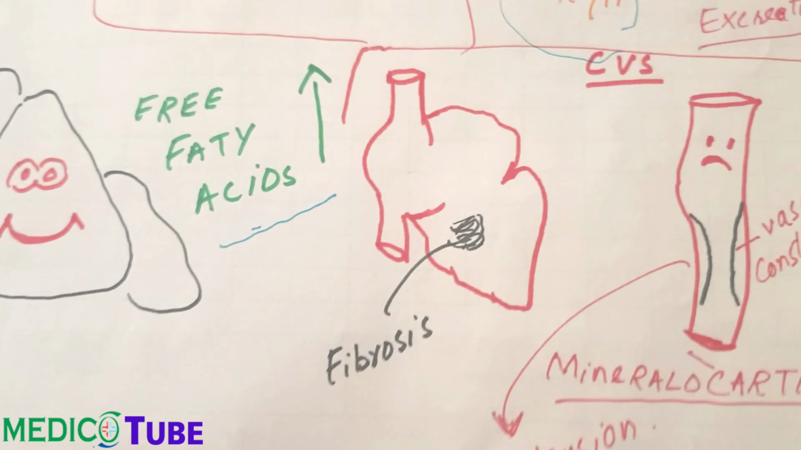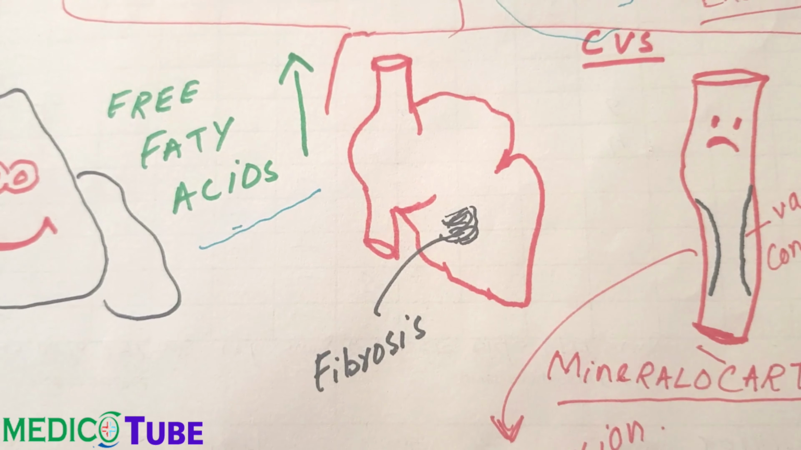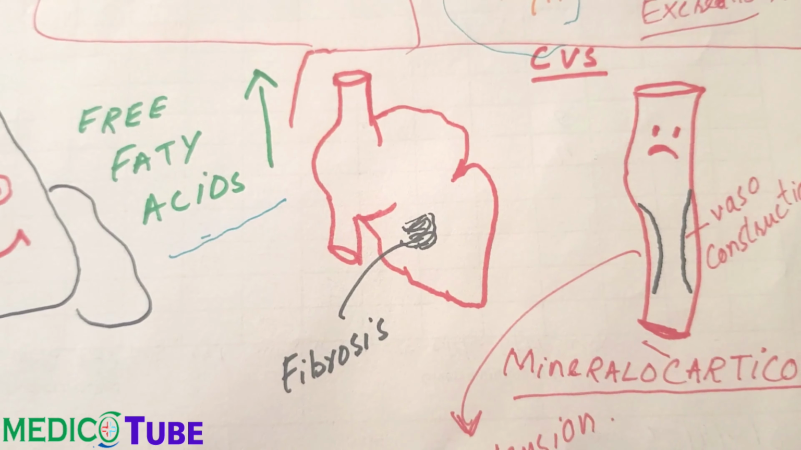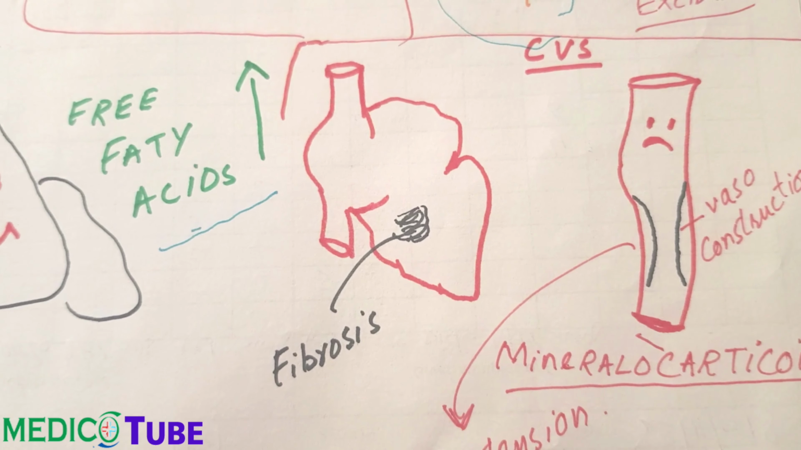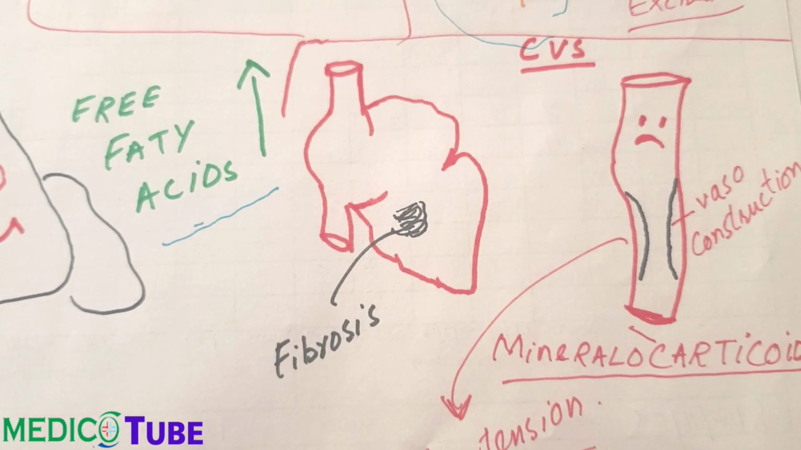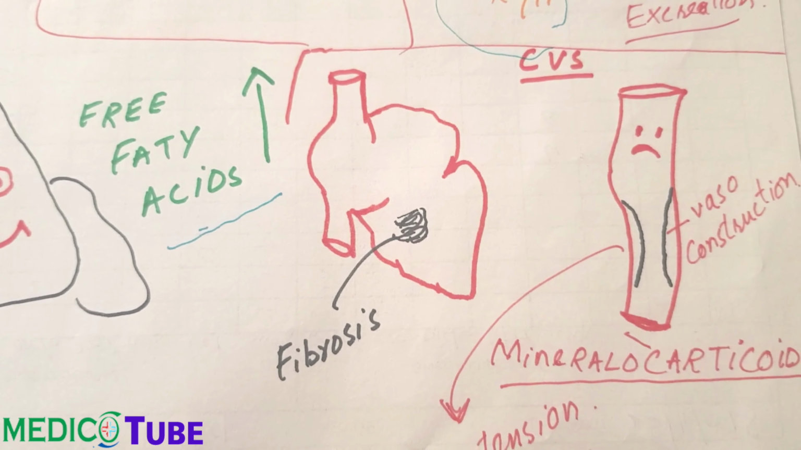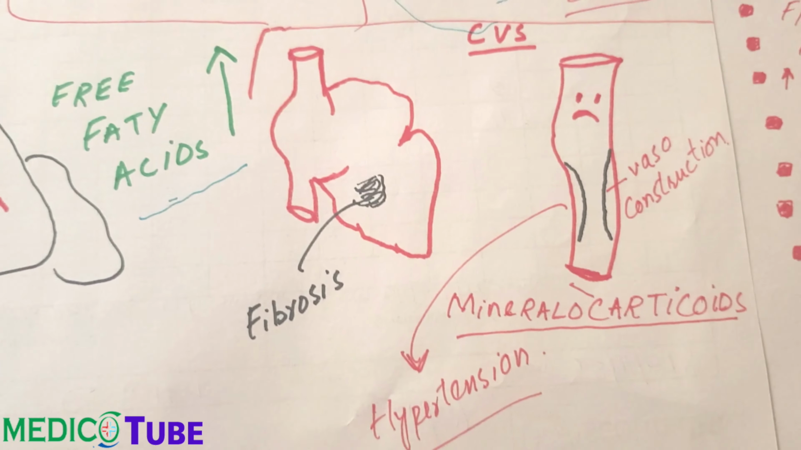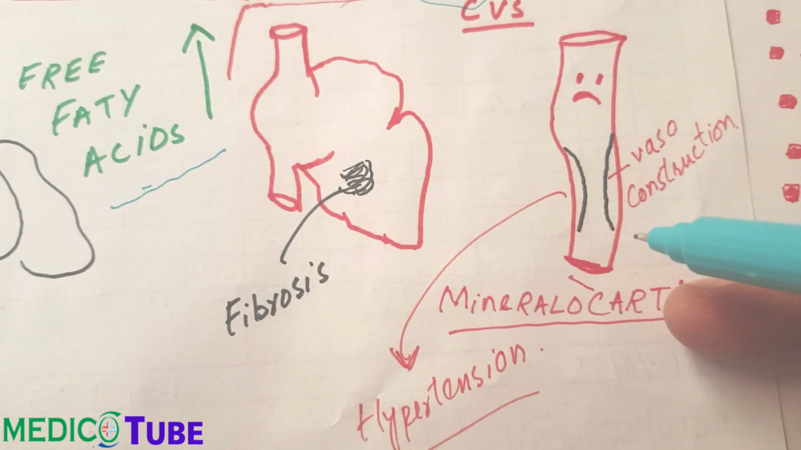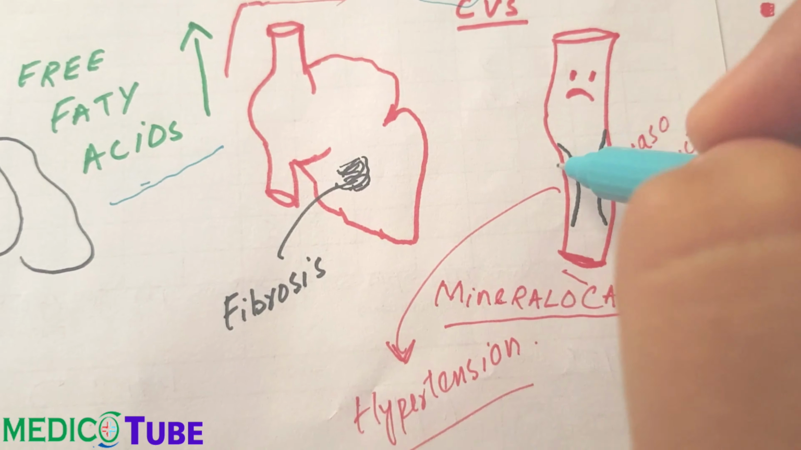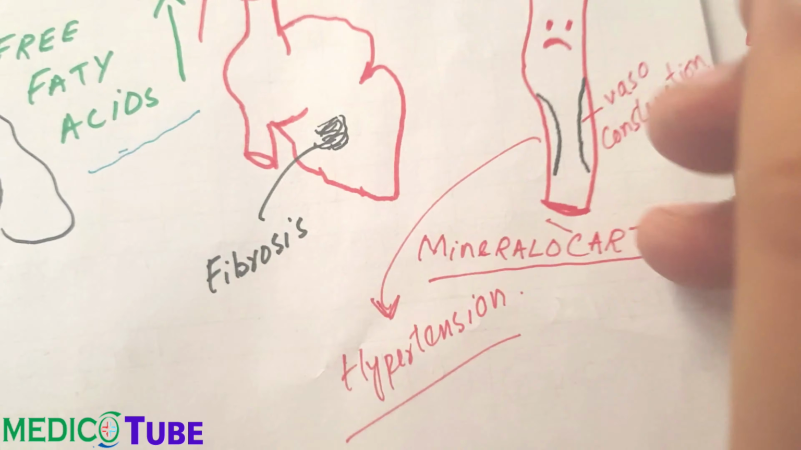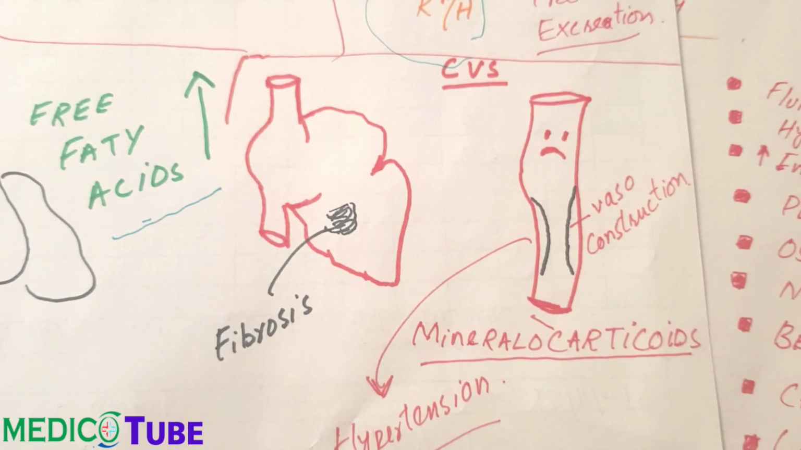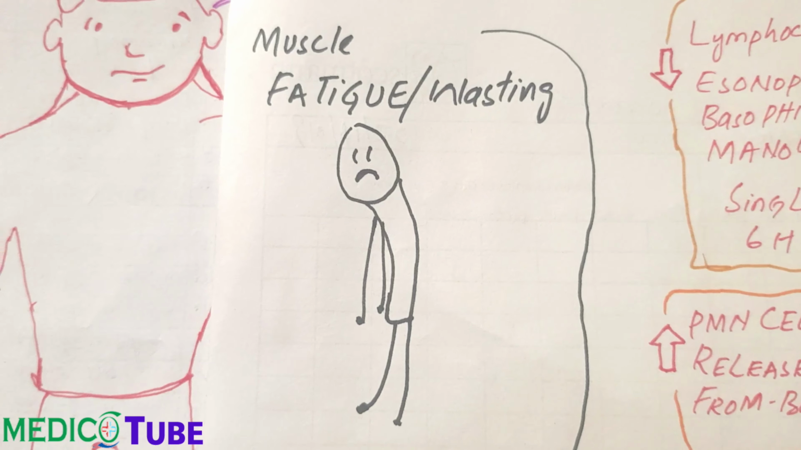Now let's talk about the effect of steroids on the cardiovascular system. The prolonged use of the corticosteroid can cause fibrosis of heart muscles, which can lead to heart failure and damage of the heart muscles. Another thing it does is vasoconstriction. Here you can see this is the normal vessel and this is the vasoconstriction. The vasoconstriction of the blood vessels can lead to hypertension.